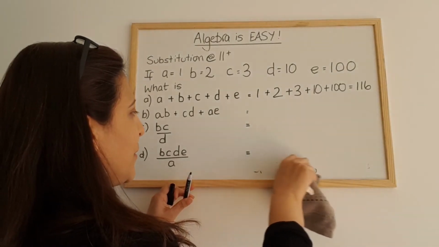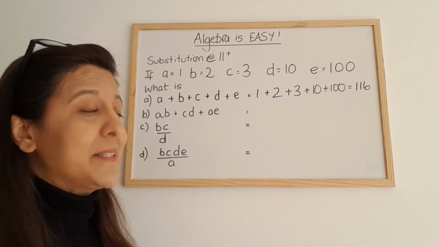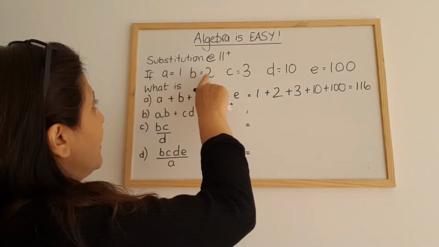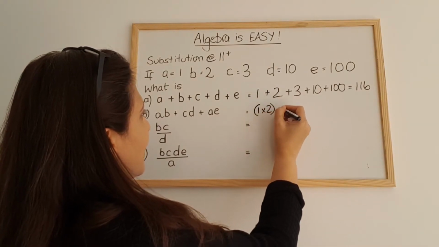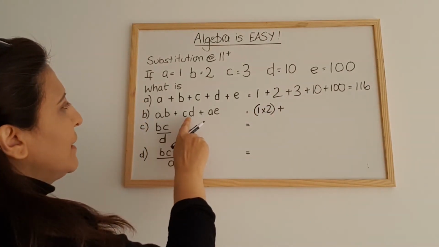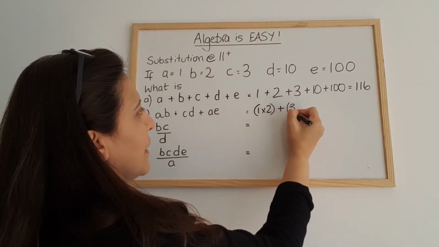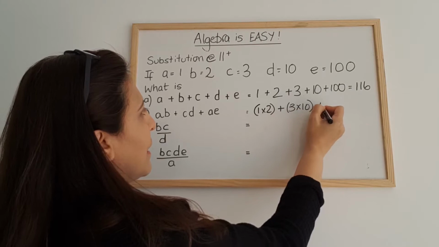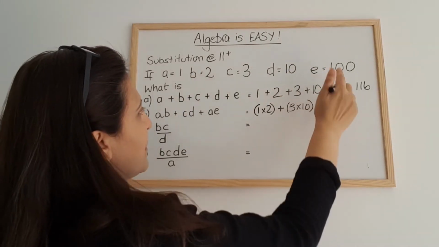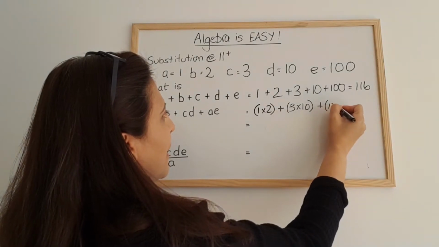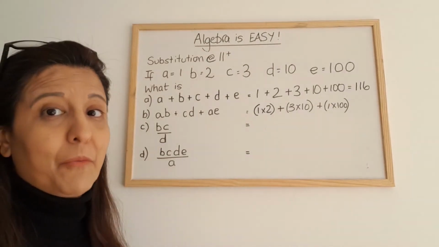Okay, so now that we know that, let's work out what AB is. We need to work out A times B. So that would be 1 times 2. Let's write that in. 1 times 2. And then we're adding C times D. 3 times 10. And then we're adding A times E, which is 1 times 100. There we go. Now let's see if we can work that out.